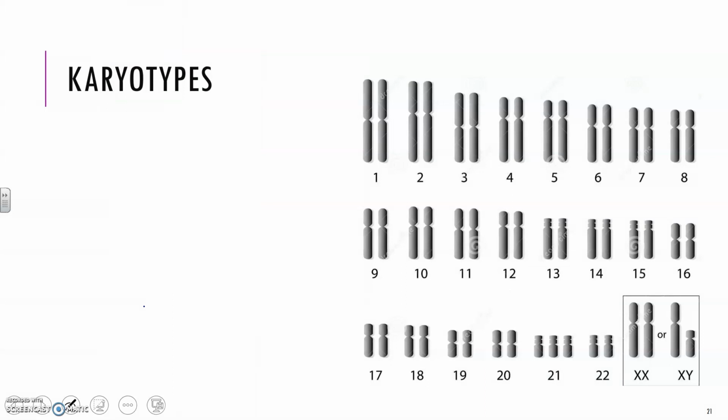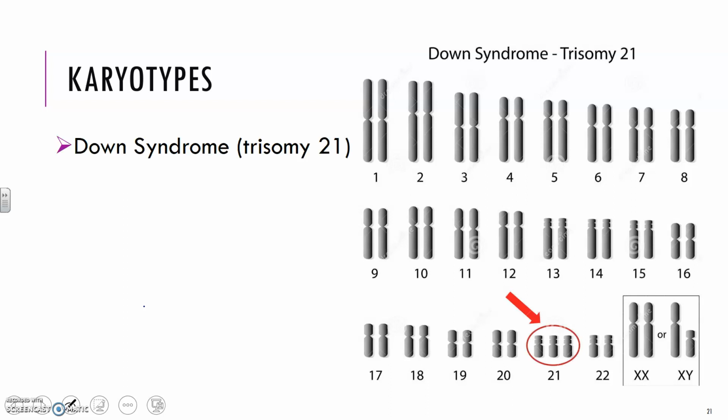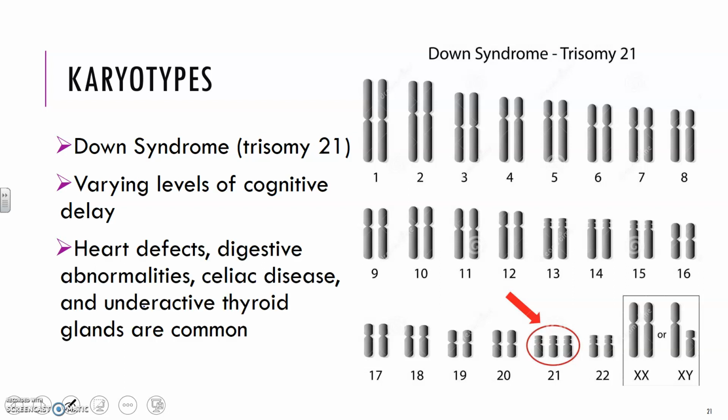All right, so what do you see in this one? We have three chromosome 21s. This is known as Down syndrome. It is trisomy 21. So this is probably one of the more frequently known of these trisomy syndromes. Varying levels of cognitive delay. There are some with Down syndrome who don't seem to have hardly any cognitive delay. There are some that have quite a bit. So there is a very vast level of cognitive delay or defects there.